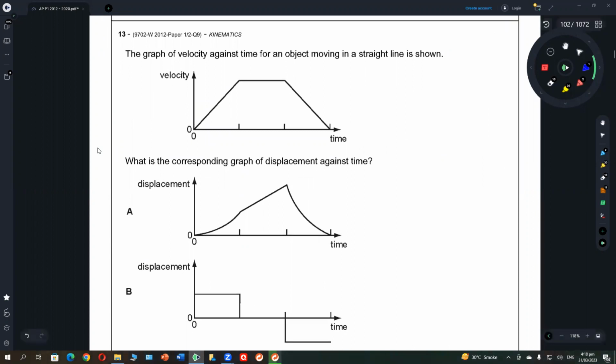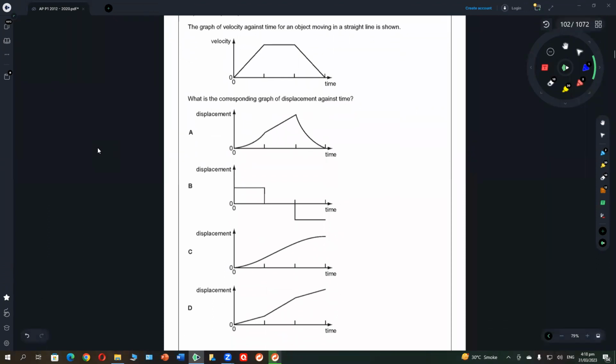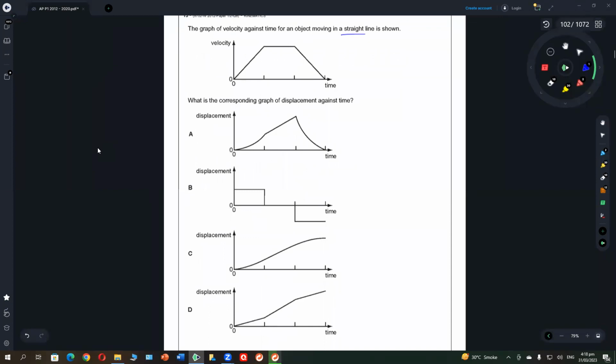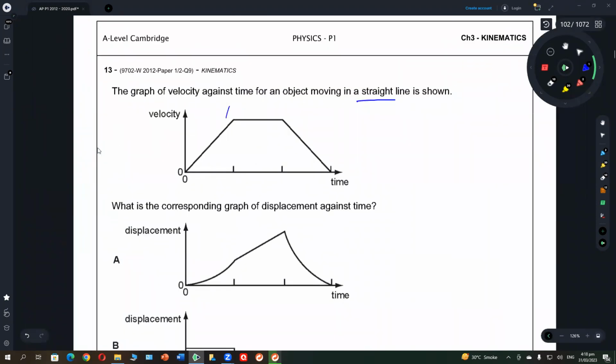The graph of velocity against time for an object moving in a straight line is as shown. It's a velocity time sketch. The object accelerates with constant acceleration, then zero acceleration, and then retardation. What is the corresponding graph of displacement against time? This is where sketches must be known. For the first part, let's first work out this sketch if I label it.